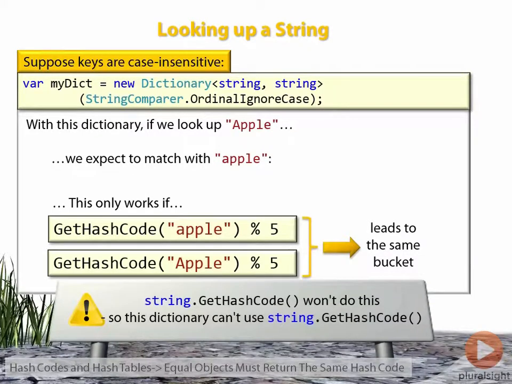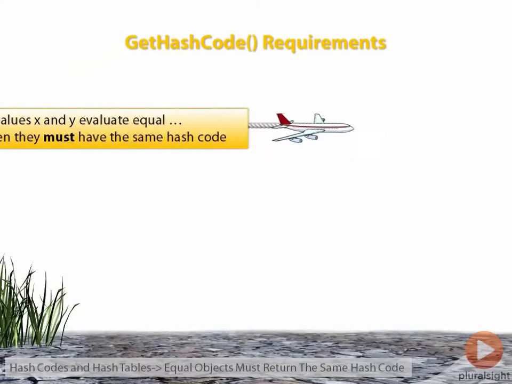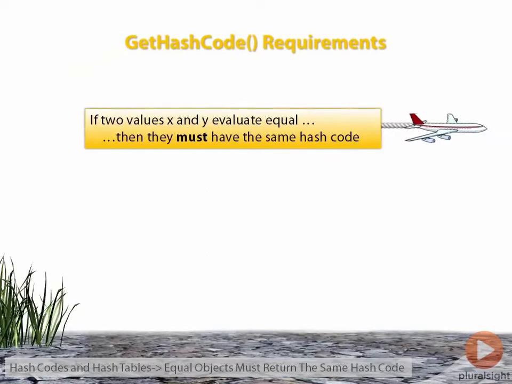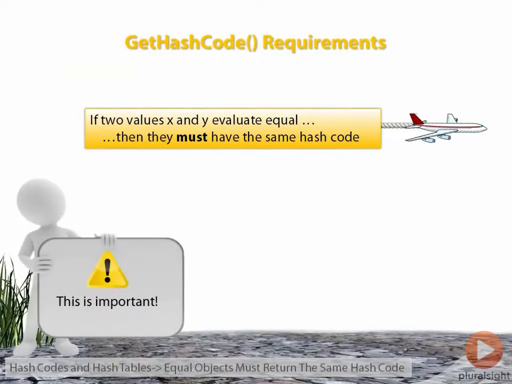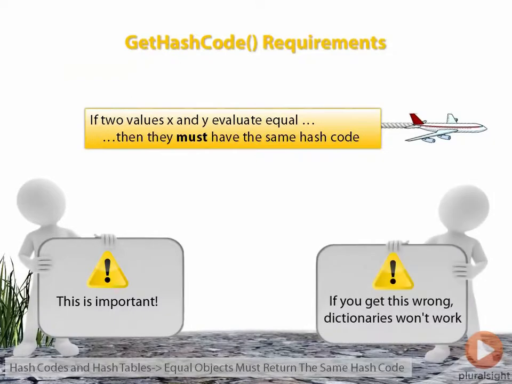And obviously the generalization of this idea is this: if any two values evaluate as being equal, then they must give the same hash code. And that really is an important requirement of hash codes. If you ever implement getHashCode in a way that breaks that requirement, any dictionaries that use your type won't work properly.